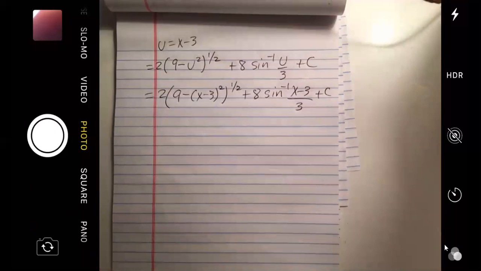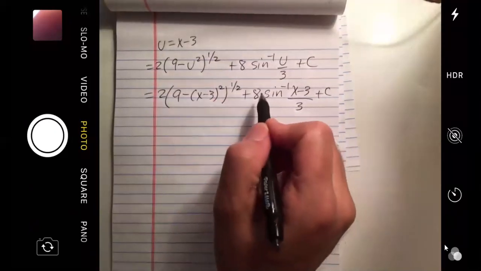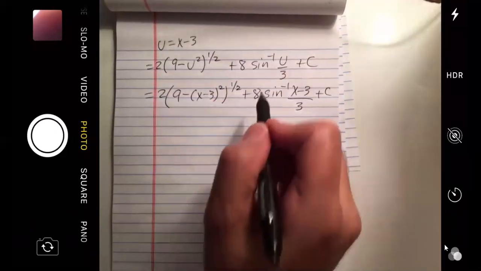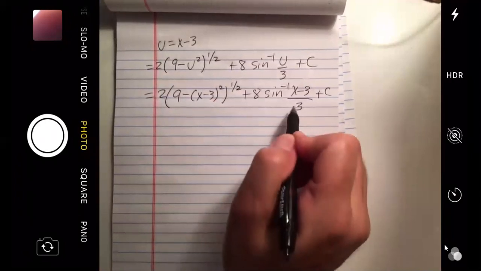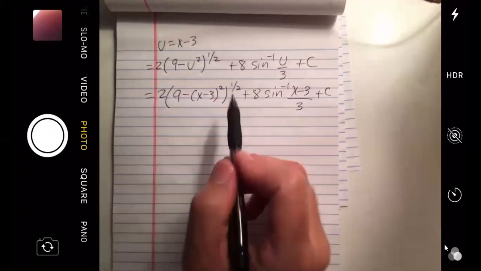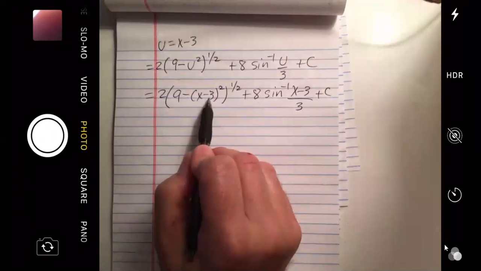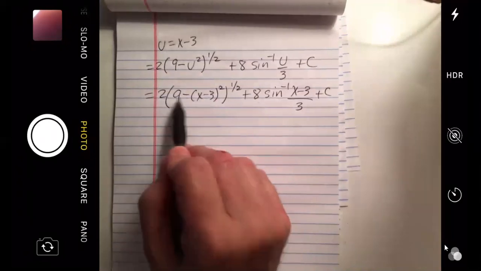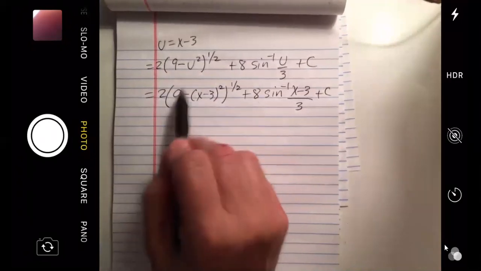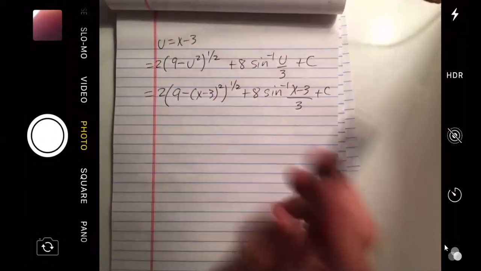Now, this is perfectly acceptable, but it's probably not what you're going to find in the back of the book. This piece should be there because you can't really simplify that. My guess, the back of the book foils this out, distributes the minus sign through, brings in the 9, and converts that to whatever formula you get. But you don't have to do that.